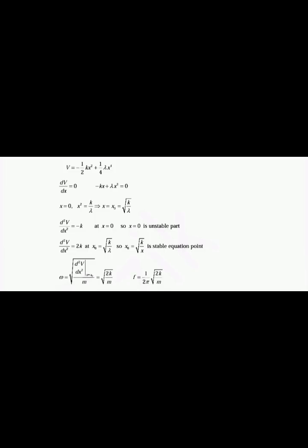So that x is equal to 0 is the unstable point. Then d square V by dx square equal to 2k at x naught is equal to square root over k by lambda. So that x naught is equal to square root over k by lambda is a stable equilibrium point. Then omega is equal to square root over dou square V by dou x square at x is equal to x naught by m, that is equal to square root over 2k by m. Then f is equal to 1 by 2 pi square root over 2k by m.